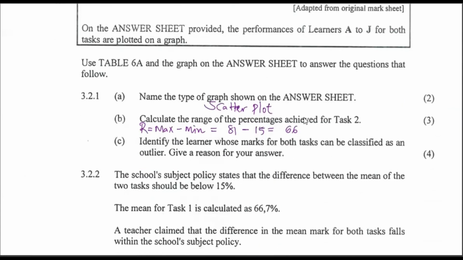So they're telling us, identify the learner whose marks for both tasks can be classified as an outlier. Give a reason for your answer. So we are saying learner H. Why? Because these values are extreme. They are extremely lower than the others. An outlier.